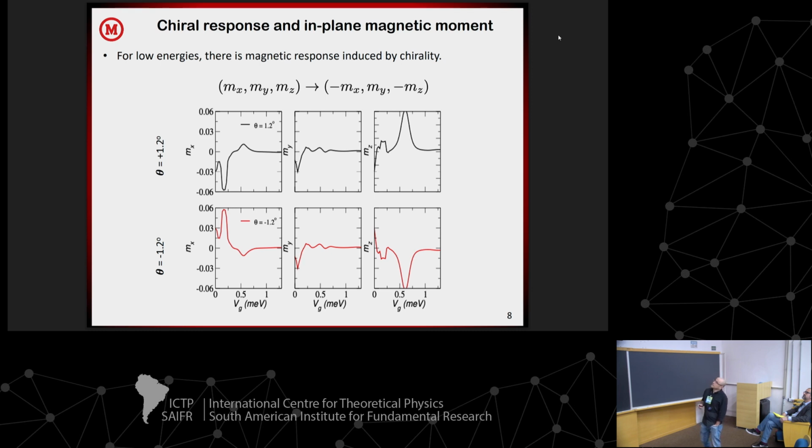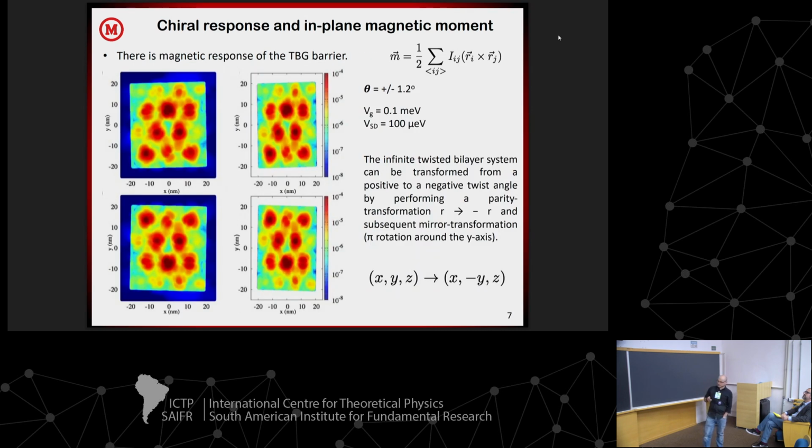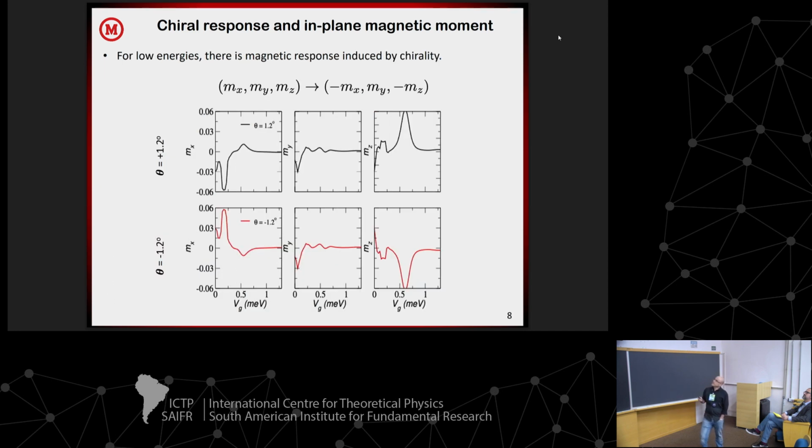Now we can check the components. Here I plot the magnitude of the magnetic moment, but we can also see the components. You can see that negative and positive twist angles, so both enantiomers, are just producing what is expected for a chiral system and follow this transformation. So we are now sure that we have a chiral response of our system.